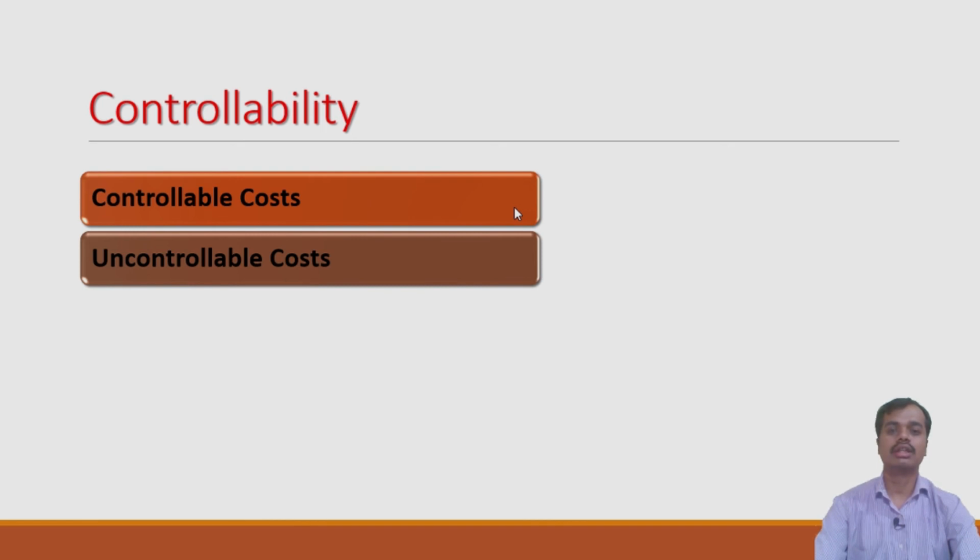Uncontrollable costs are those which cannot be influenced by the action of a specified member of an undertaking. That is to say, which are not within the control of management. Most of the fixed costs are uncontrollable. For example, rent of the building.